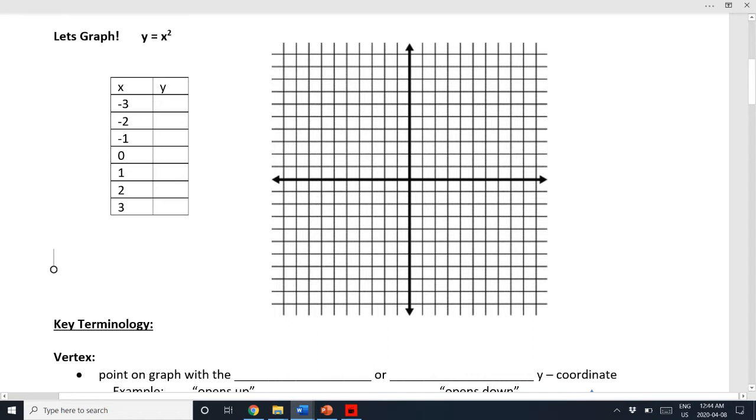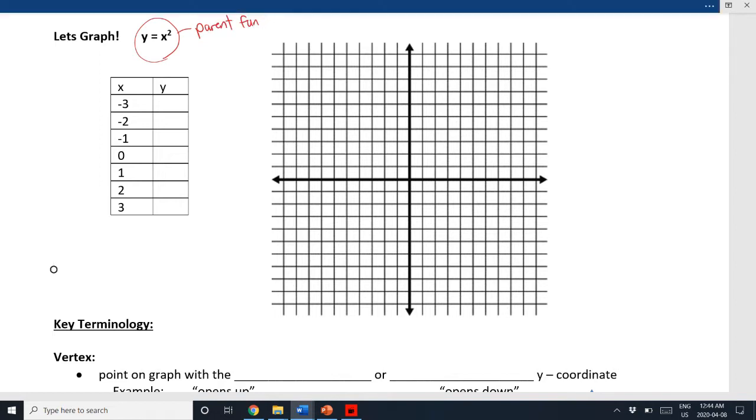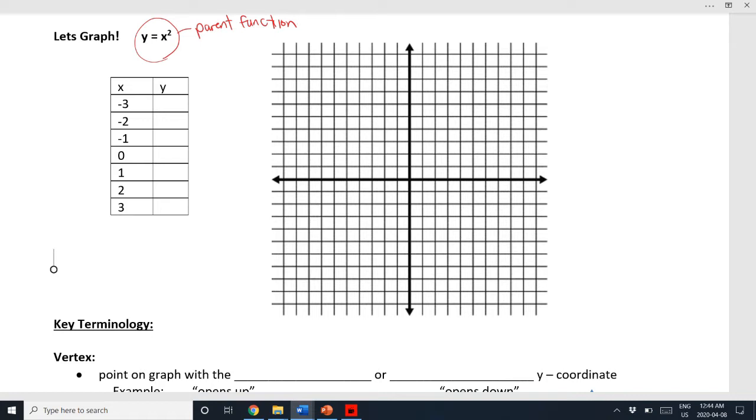Now, let's try graphing the most basic of quadratic relations. It's going to look like this. Y is equal to x squared. And this is what we call the parent function. It's going to be the function that all other parabolas are based off of. So this is like our most basic version of it.